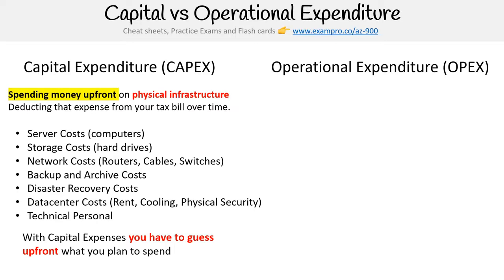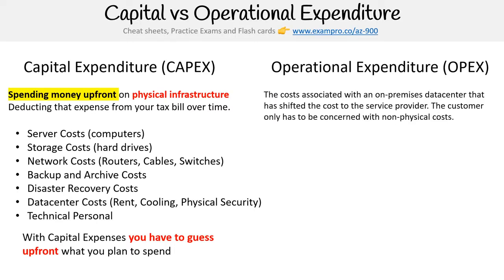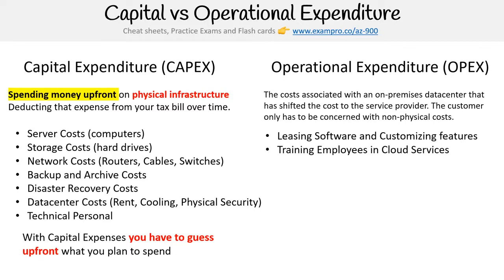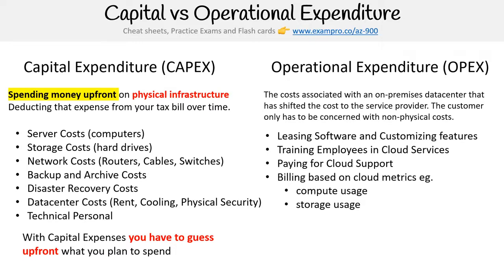Now let's look at operational expenditure. So operational expenditure is the cost associated when an on-premise data center has shifted that cost to the service provider. So here, in this case, it's the cloud service provider. And the customer only has to be concerned with non-physical costs. So what's examples of OPEX costs? Well, leasing software and customizing features, training employees in cloud services, paying for cloud support, billing based on the cloud metrics, so compute usage and storage usage.